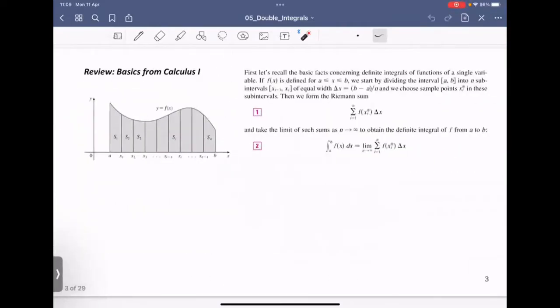Okay, so first of all, let me review the basics from calculus 1. Let's take a step back and recall what you learned in Cal 1. I assume that everyone has already forgotten about this, so let's brush it up and look at it again.